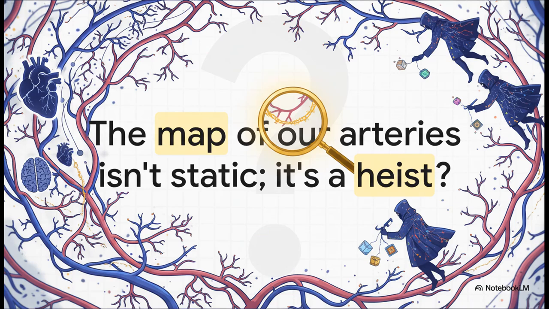So think about what we've just unpacked: a tiny deviation from the body's original blueprint. A vessel that takes a slightly different turn can lead to anything from a totally silent variation to a literal ring of steel constricting the airway, and can even set the stage for a blood heist from the brain. It's a powerful reminder, right? Knowing the map of our arteries is one thing, but what does it mean when the map itself leads to a heist?